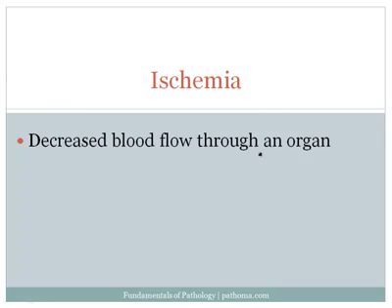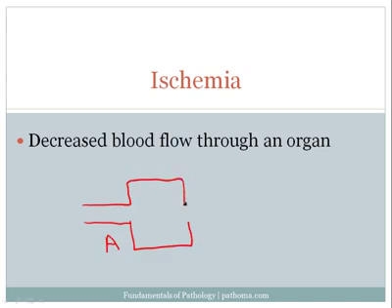So let's start with ischemia. Ischemia is decreased blood flow through an organ. Probably the easiest way to think about this is, I'll draw you an image here. This is the artery, and it is feeding any organ. It doesn't matter for this particular discussion. And this is the vein, which is draining that organ. Now, ischemia refers to decreased blood flow through that organ. So this is the way that blood would be flowing through the organ, obviously.